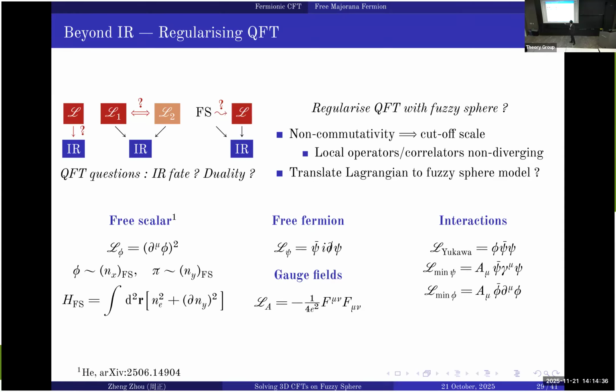So following this roadmap, how do we realize the free fermions? How do we realize the gauge fields? And how do we couple them together? For example, the Yukawa coupling between the scalars and the fermions, or the minimal coupling between the free fields and the gauge fields. So let us focus on the next step, the free fermions.